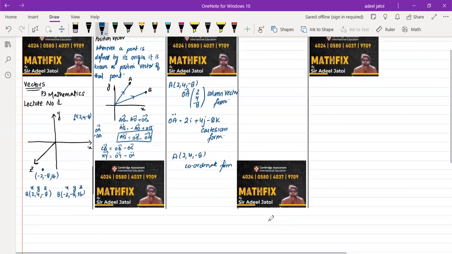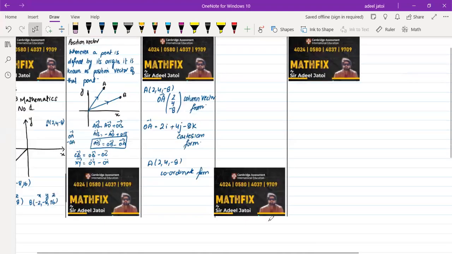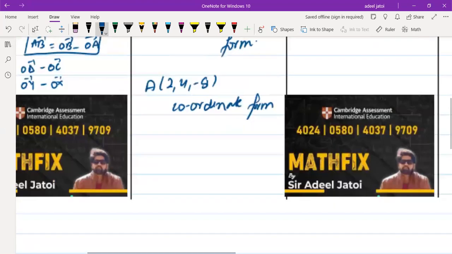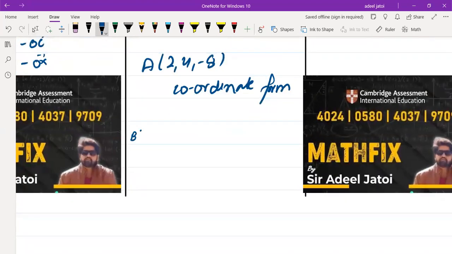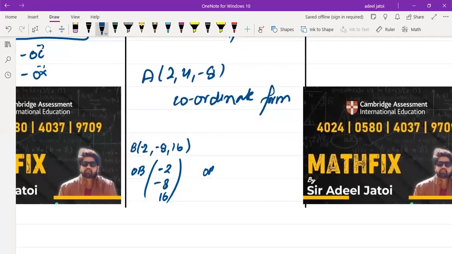If we are working with OB, B was -2, -8, and 16. So OB will be -2, -8, and 16 in this form. Your Cartesian form that we calculated was OB minus.